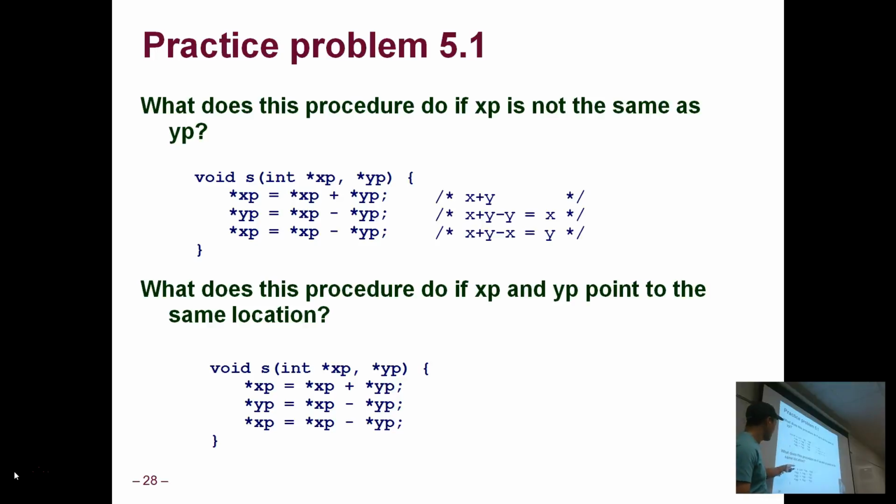In place swap. If they point to the same location, this is going to put 2x into xp, because they're both pointing to x, say. And then when you do star xp minus star yp, this is pointing to the same location. This is always going to give you 0. And then when you subtract 0 from itself, you get 0. In place nullify. There's no such thing. But that's basically what that is. It's a good way to check.